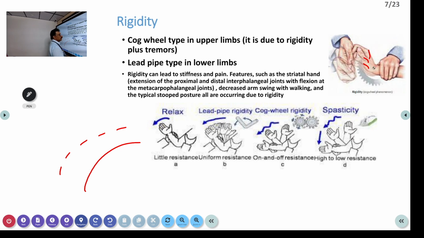The main difference between spasticity and rigidity: in spasticity only one group of muscles is involved, whereas in rigidity both agonist and antagonist. So if you are examining the upper limb, both flexion and extension will have increased rigidity, whereas in spasticity only flexor tone will be increased, so you will have difficulty in extension.